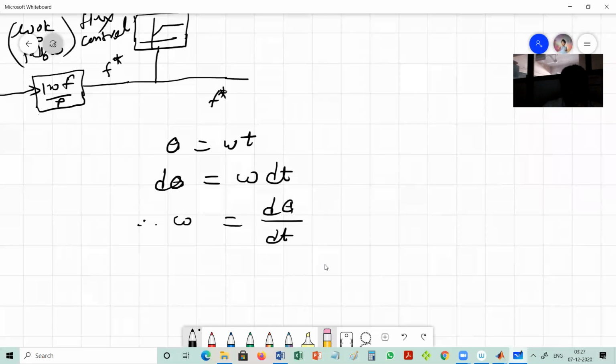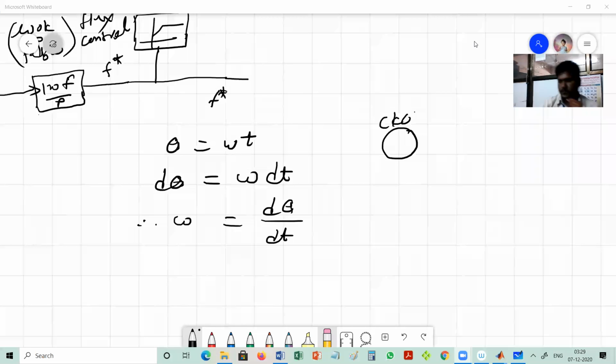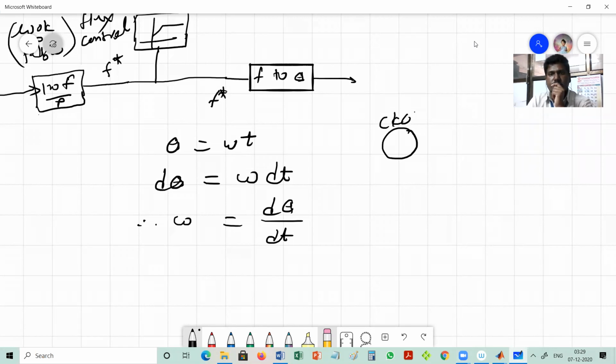Or we can use d theta is equal to omega dt, or we can use this sim, there may be a clock. Okay, clock is there. So we have to convert that f star into theta. I will show you the f to theta conversion. The output of this will be theta. So how can this be done?